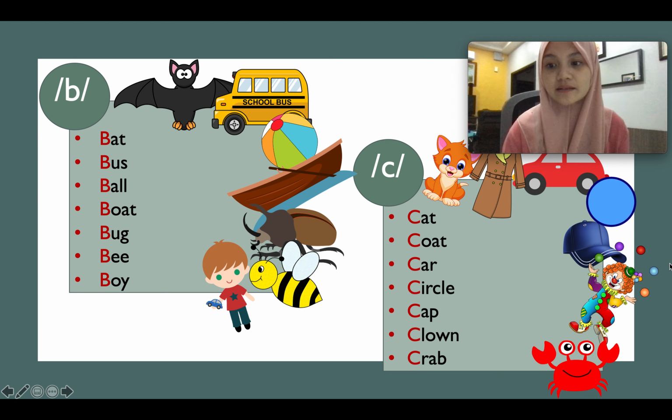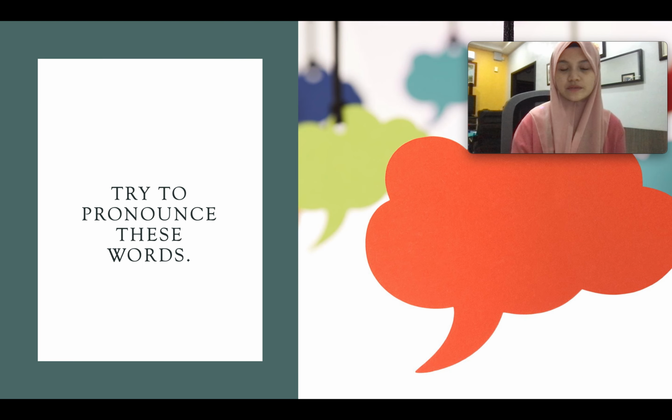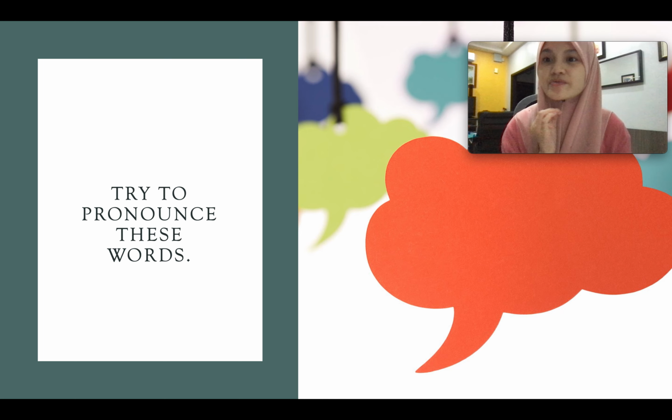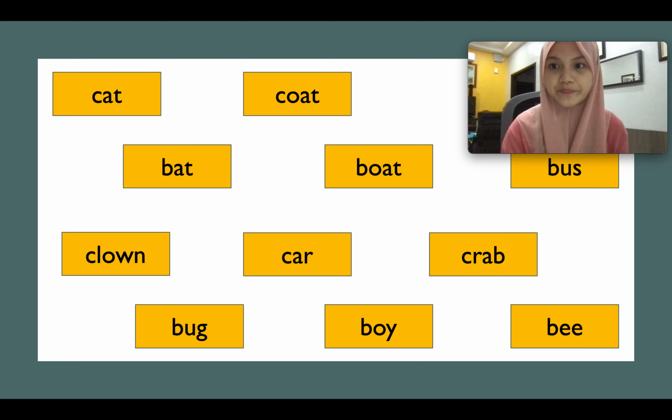Clown, clown. K, K, crab, crab. Okay, so now I need you to pronounce these words. What I want you to do for today's lesson is send me a video of you saying the words. Okay, these are the words: cat, bat, clown, bug, coat, car, boat, boy, crab, bus, bee.